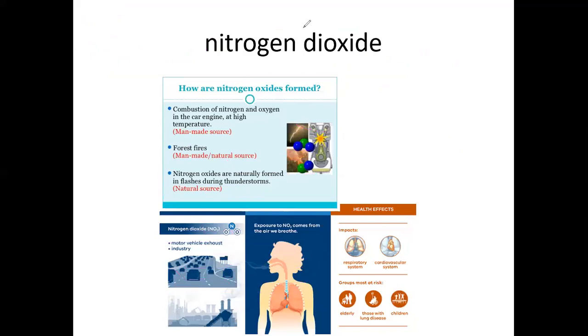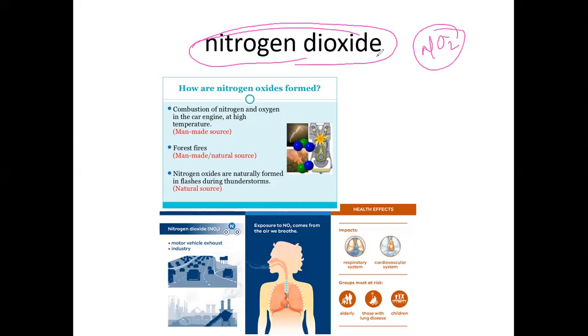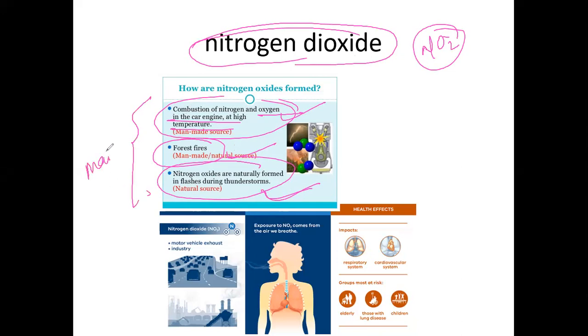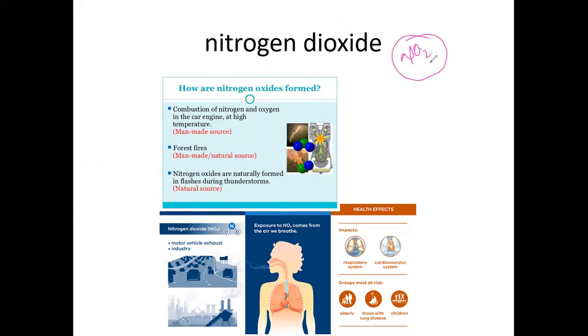Now come to the next: nitrogen dioxide. So what is nitrogen dioxide? NO2. Combustion of nitrogen and oxygen in a car engine at high temperature forms nitrogen oxide. Forest fires also form nitrogen oxide; nitrogen oxides are naturally formed. So these are the main sources of nitrogen oxides. If there is an increase in pollutants such as nitrogen oxide, there will be a problem in your breathing. Nitrogen oxide is an important air pollutant because it contributes to the formation of photochemical smog. So nitrogen oxide is the main constituent in the formation of photochemical smog.